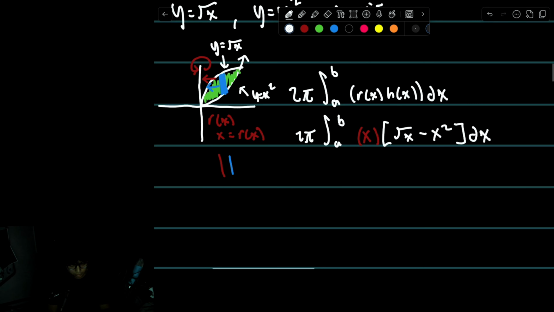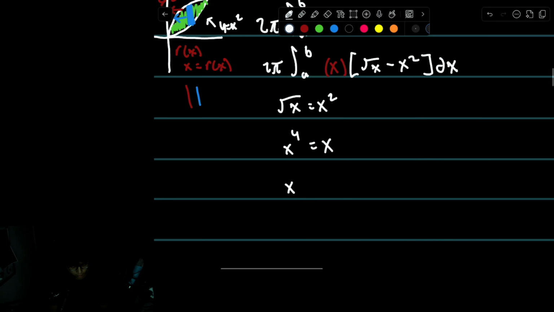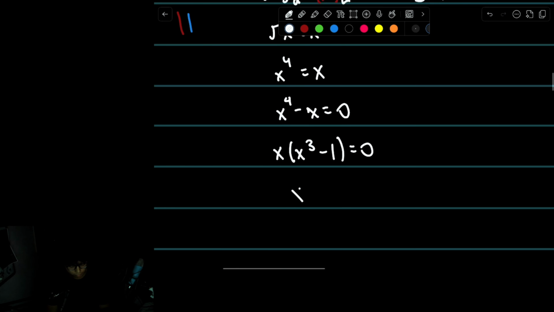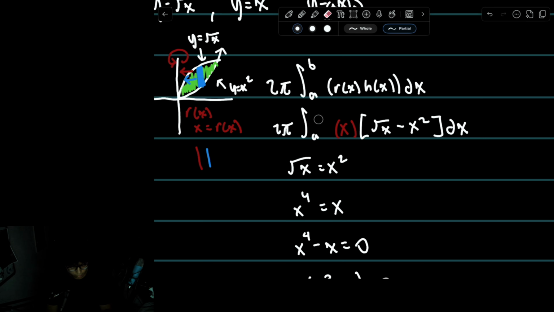And now let's find our bounds. All we do is set our y's equal. We see that if we square it, it becomes x to the 4th, which equals x. And then it becomes x to the 4th minus x, which equals 0. We then factor out an x, get x times x cubed minus 1, and find out that our x's equal 0 and 1. So now we know our bounds. So we can just erase that over here and replace it.